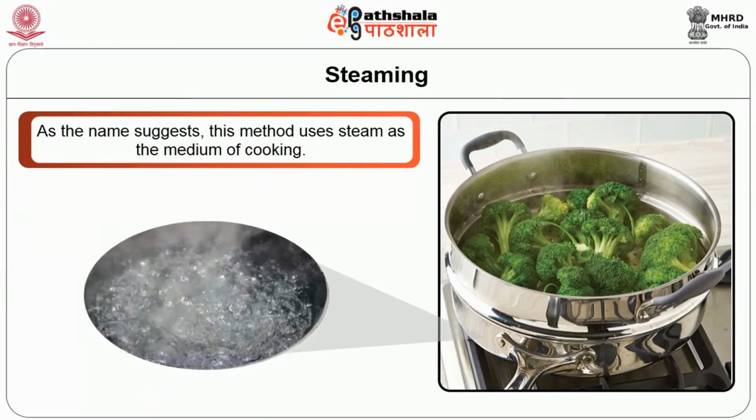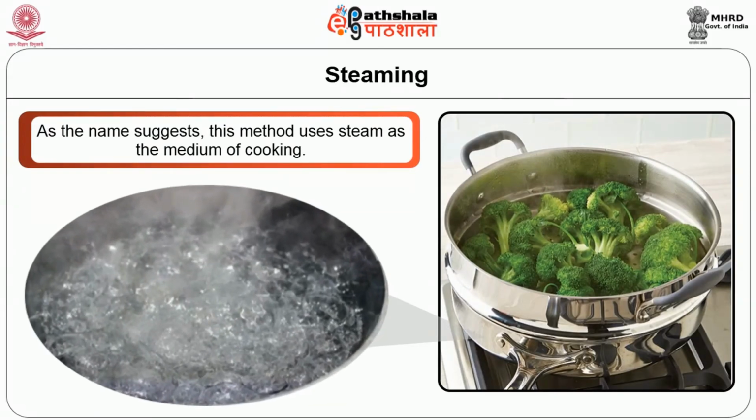As the name suggests, this method uses steam as the medium of cooking. Food does not come in contact with water but is surrounded by steam. Water is boiled and the steam generated by it is used for cooking food. Cooking takes place at temperature of 100 degrees Celsius and heat is higher than that supplied by water, and this temperature is due to latent heat in steam.